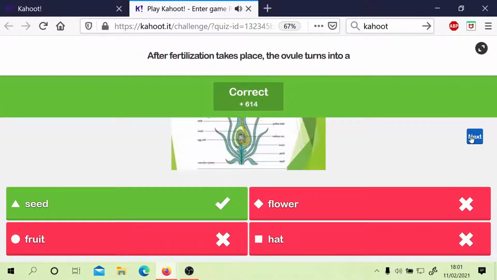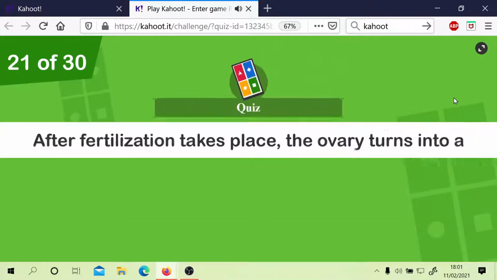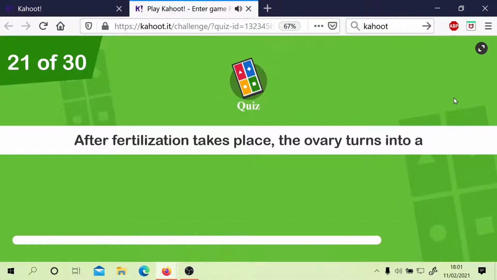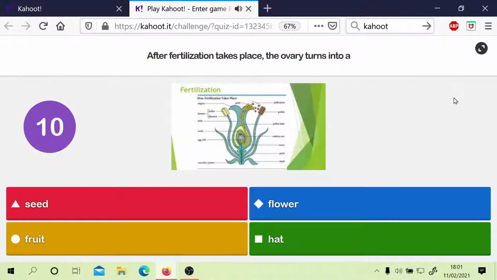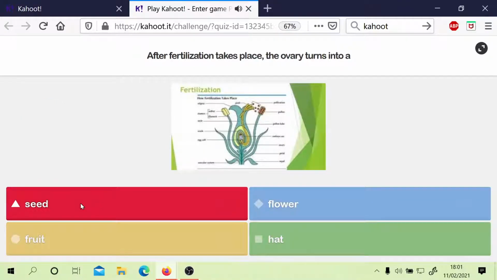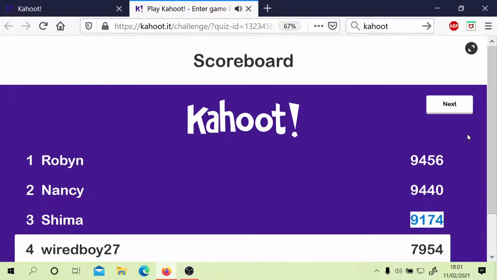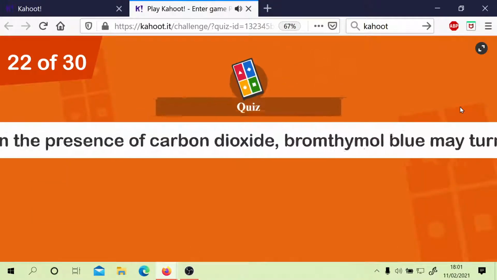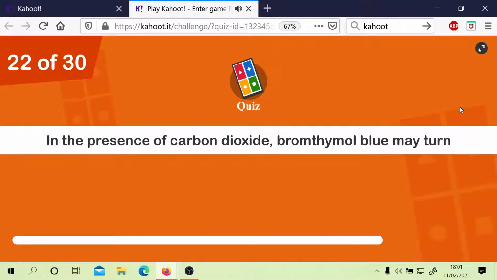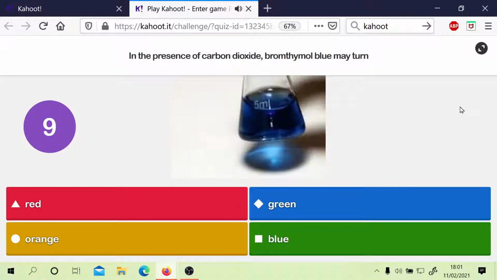Yep. Did we just do this one? What? Maybe there's a different question. Ovary turned into a fruit. Okay. What does this mean? Bromethyl. I'm going to say it turns red.